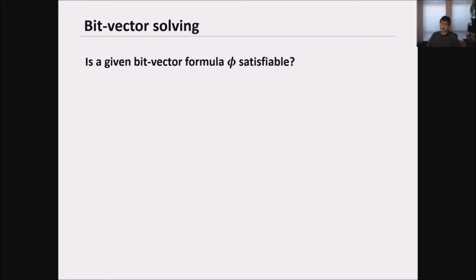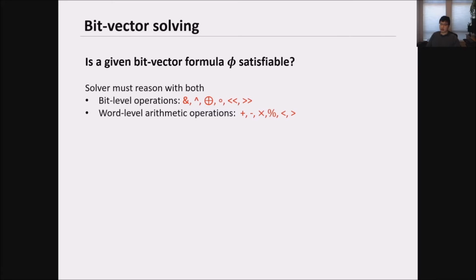So to start off, this work is geared towards the application of bit vector solving. The question in bit vector solving is, given a bit vector formula phi, we want to determine whether or not it's satisfiable. Bit vectors pose an interesting challenge for automated reasoning tools because we have two ways that we can look at a bit vector.